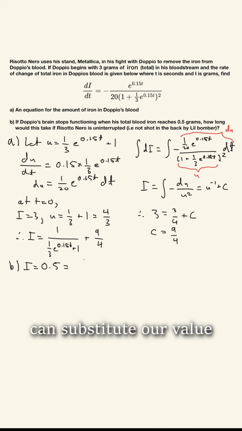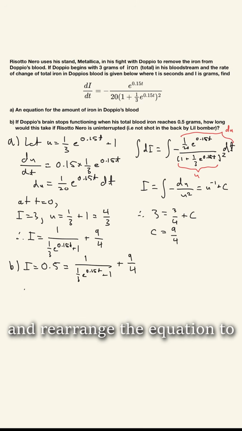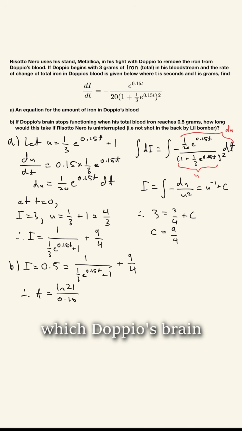For part B, we can substitute our value of 0.5 grams into the expression we just derived, and rearrange the equation to find the time in seconds which Doppio's brain would shut down if Risotto wasn't gunned down by Narancia's stand.